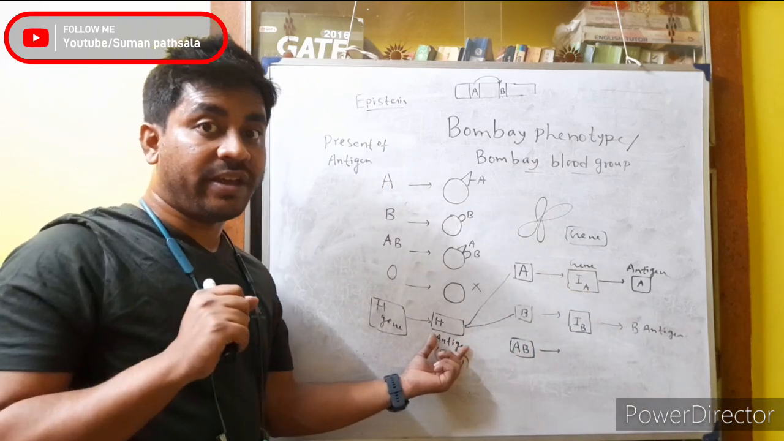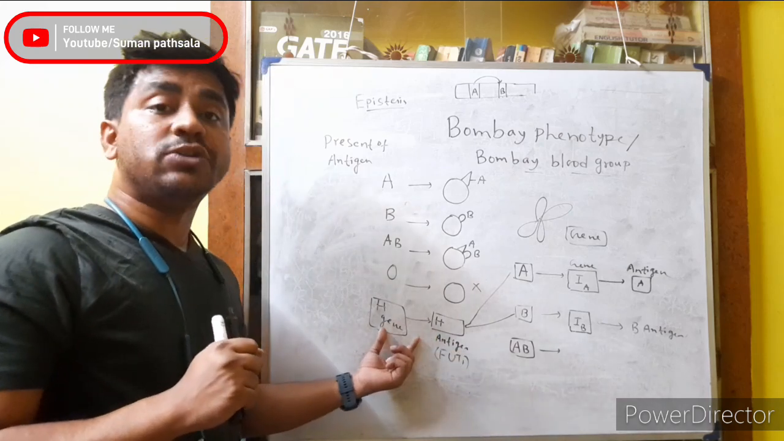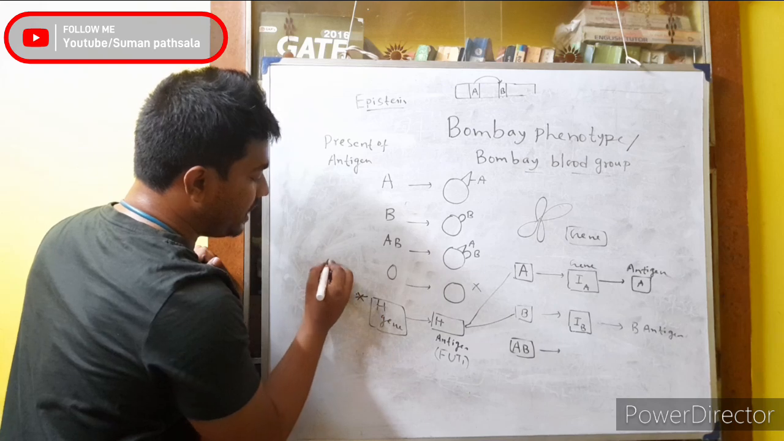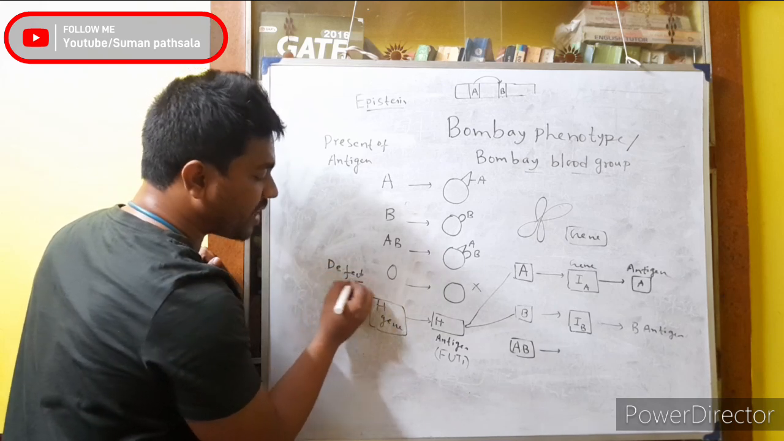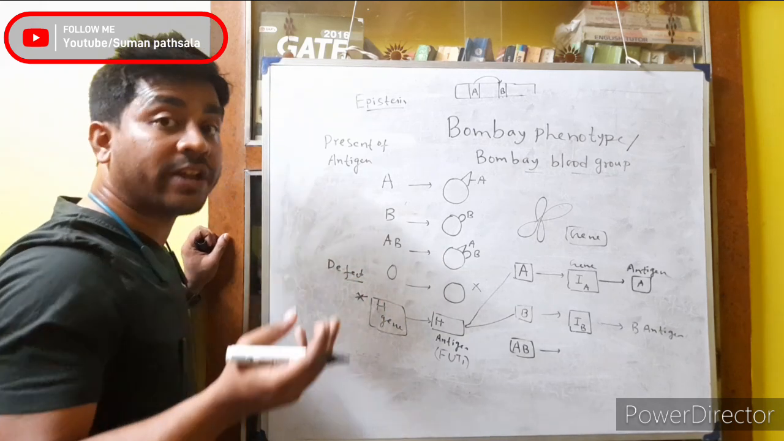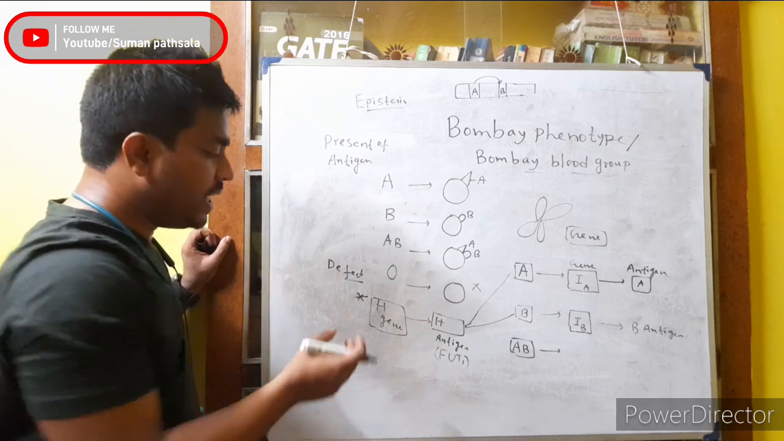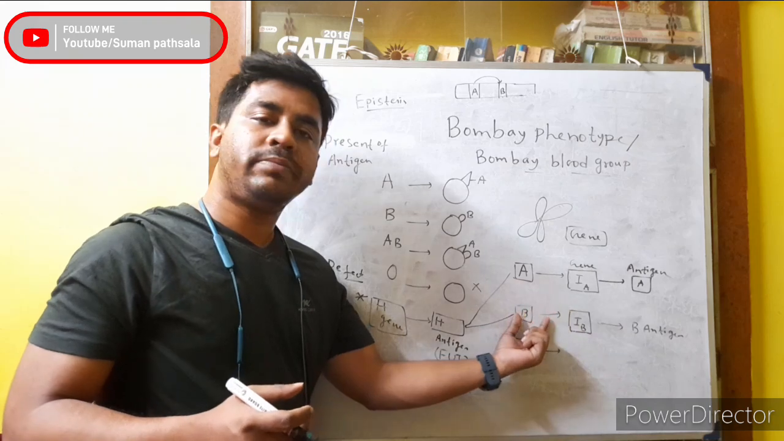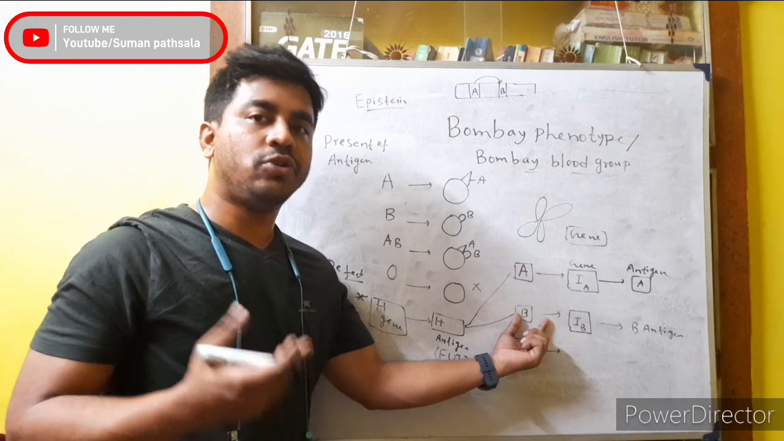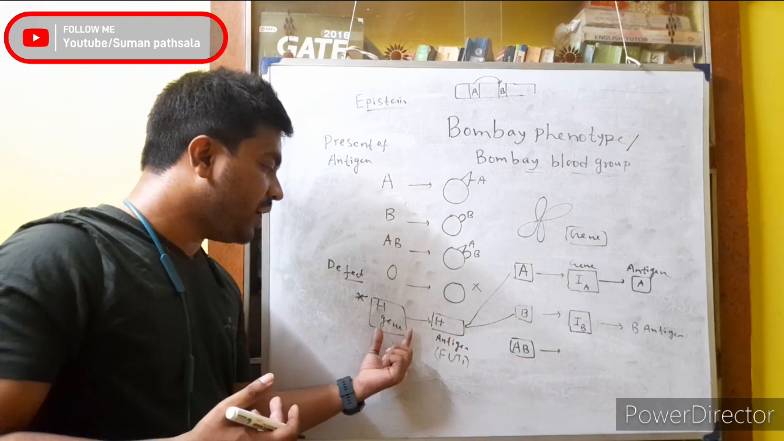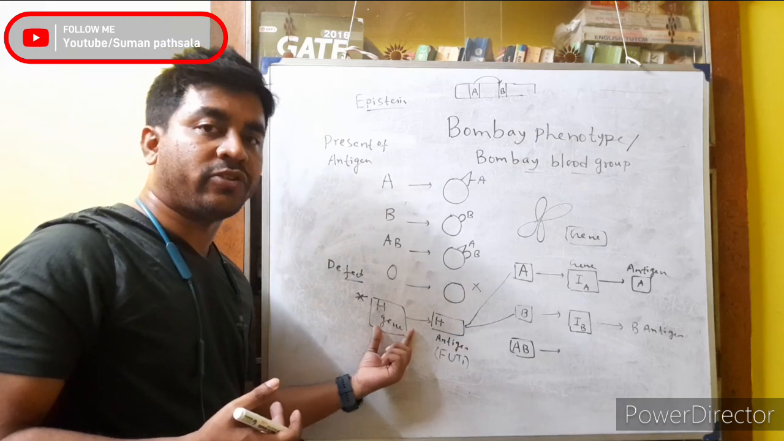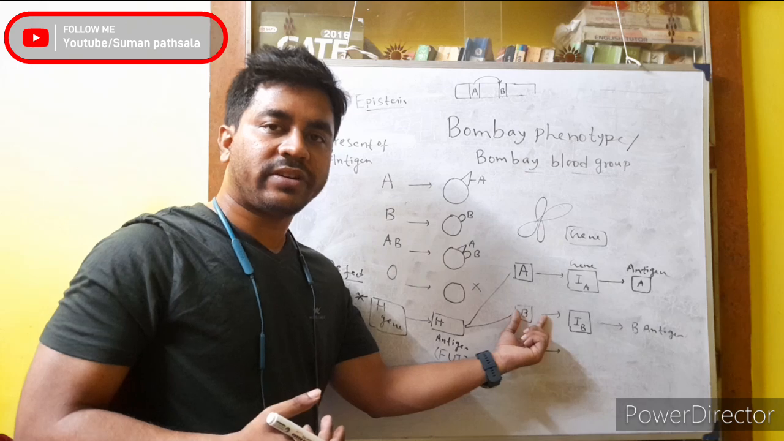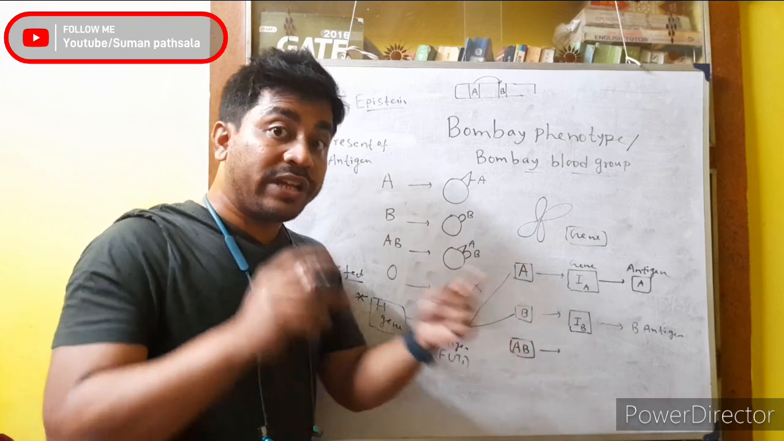Now, if your H gene is defective, I write here, if it is defective somehow, then what happens? What happens, sir, if this gene is defective? Will the other gene be expressed or not? No, sir. If this H gene is not expressed or non-active, then the A and B genes are not expressed, right?